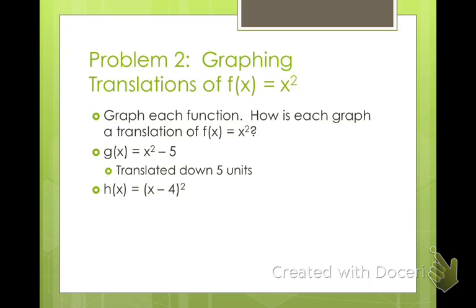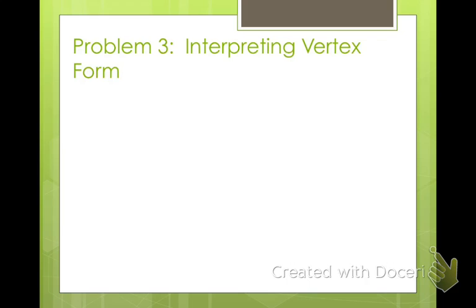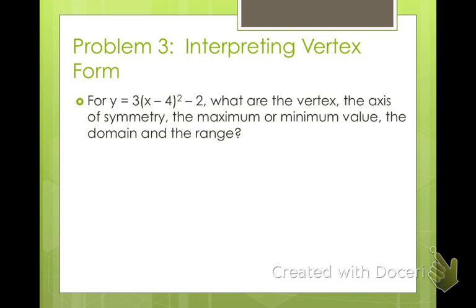And this one, h of x equals parentheses x minus 4 quantity squared. Go ahead and put that one into your graphing calculator and see what happens. You should have found that this moves it right 4 units. And you remember when we talked about things being inside the absolute values, they move right and left, and it's the opposite of what it did before. So what do you think this one is going to do? Move it up 3. Or this one should move it left 1. So hopefully you remember those things about our parent functions.